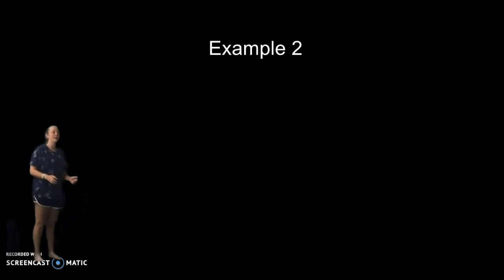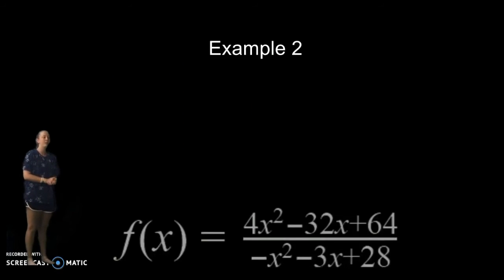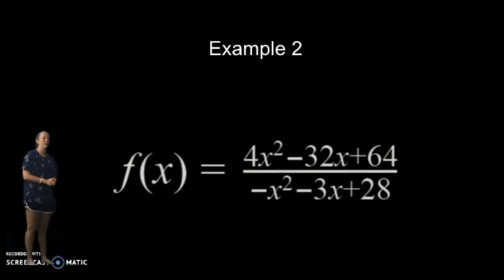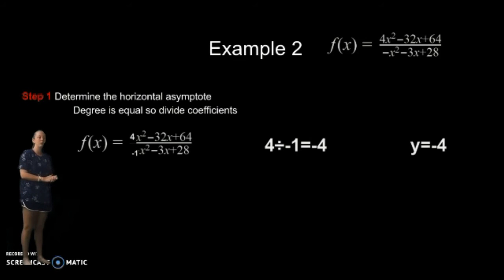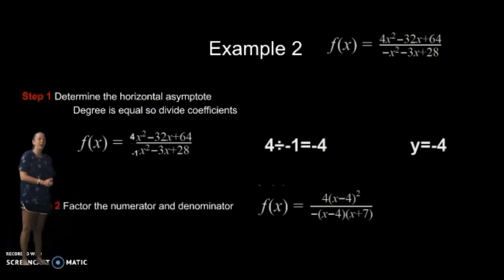I will do another example. Let's look at the function. To begin, find the horizontal asymptote. This is y equals -4 because 4 divided by -1 equals -4. And you get those numbers by looking at the coefficients of the highest degree, which is 2 in the x squared. Then factor the numerator and the denominator.